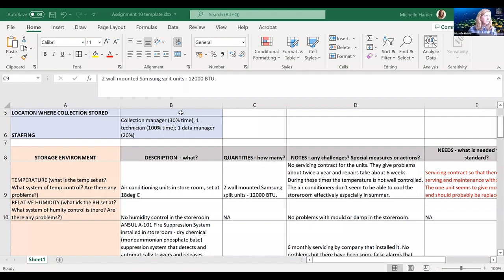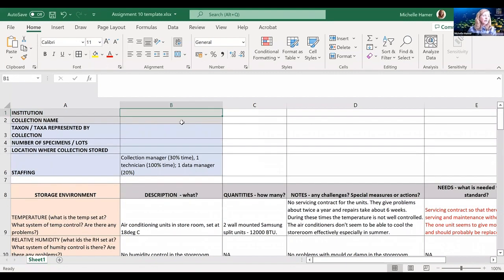All right, so I think the challenge with this one, like assignment 9, is to try and get as many details as possible. The template is available on the NSCF website, and it was circulated. You'll put in your collection name and your institution and what taxa are in there, and then the number of specimens or specimen lots.